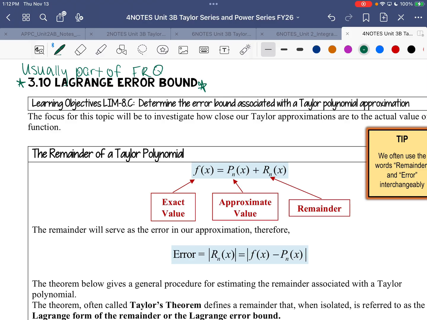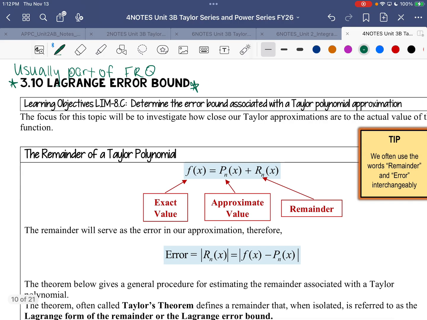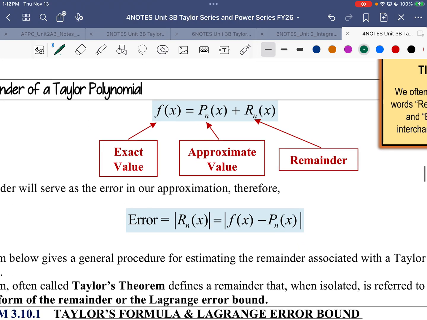Okay, the Lagrange error bound gives people some nightmares because it's almost always part of the free response questions. And I am of the opinion that I don't think that it's as hard as everyone thinks it is, but I am also good at math. So I don't know, but I just don't think this is that bad if you can understand what a remainder actually is.